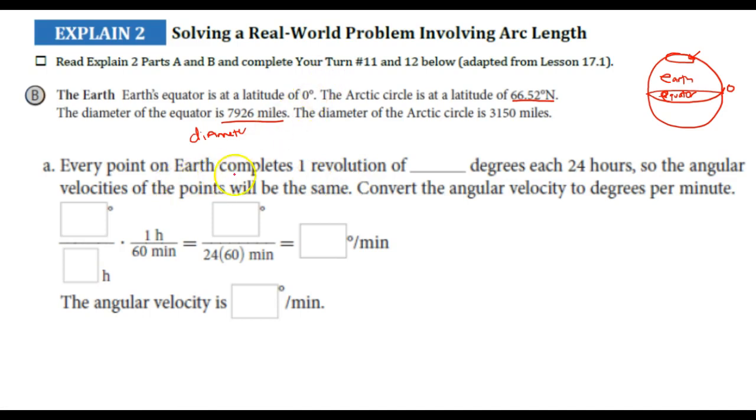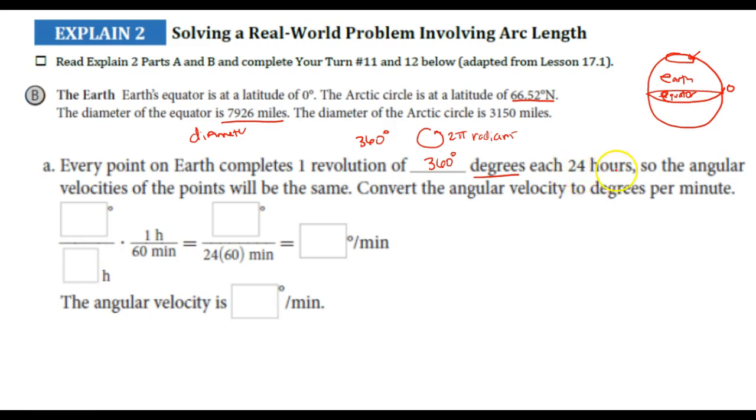It says every point on the Earth completes 1 revolution. And remember we said a full revolution around a circle is either 2 pi in radians or 360 degrees. Now in this case, do they want degrees or radians? Yes, degrees is a dead giveaway. It's going to be 360. So it completes 1 revolution every 24 hours. This is a whole day. 360 degrees is what the Earth completes in 24 hours.